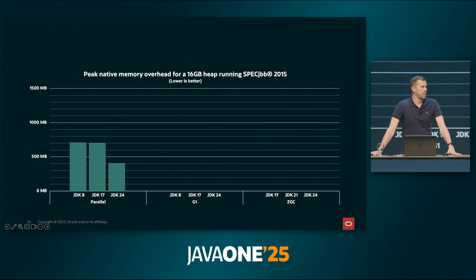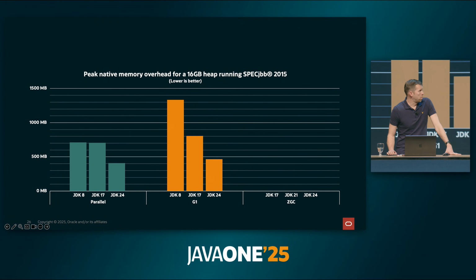And this was actually inspired by some work that we did in G1. We removed one of the marking bitmaps in parallel. And a marking bitmap is an internal data structure that we use to keep liveness information. And parallel had 2 of those. We came up with new solutions, only requiring to keep 1 of them. And yeah, a pretty significant save in native memory.